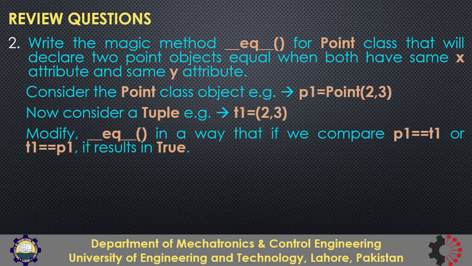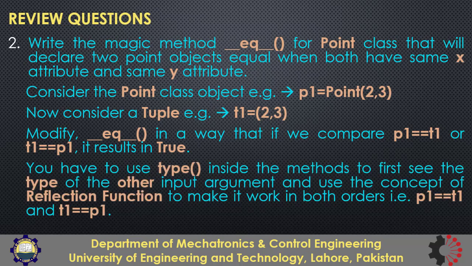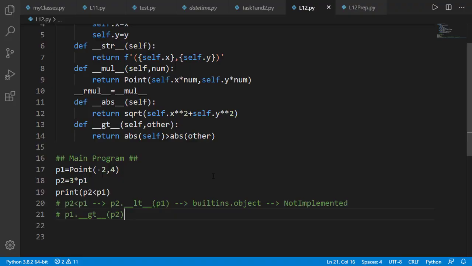So modify dunder_eq method in a way that we can compare point class object and the tuple as p1 equal to t1 or t1 equal to p1. And this should print the correct result. You will have to use type function inside the method to first see the type of the second input argument other, and also use the concept of reflection function to make it work in both orders, like p1 equal to t1 and t1 equal to p1. We have completed our discussion on single class, and after our task in next lesson we'll move towards multiple classes.